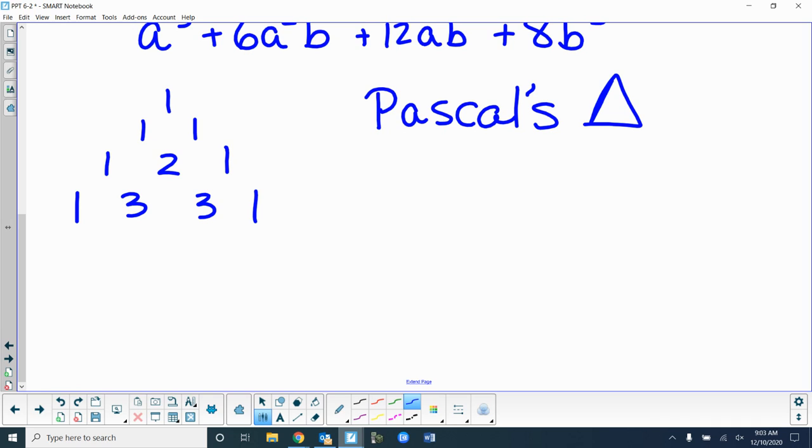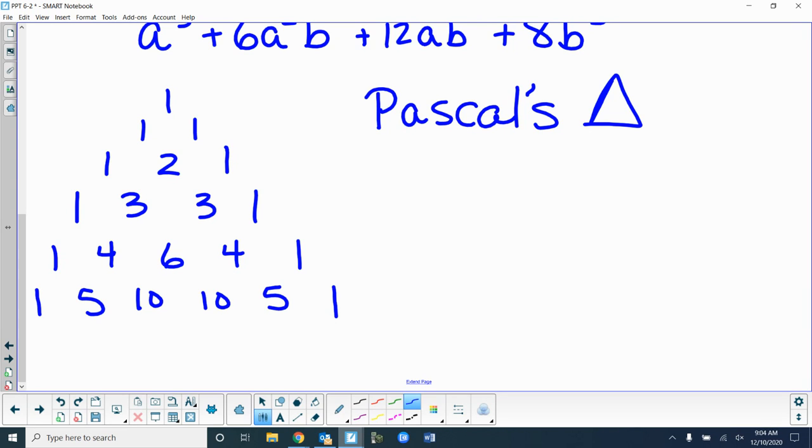What's the next row, Olivia Carr? 1, 4, 6, 4, another 1. You guys see that? Olivia Wyndham, what's the next one? Well, start with a 1. 1, 5, 10, 10, 5, 1. Everyone understand how we made that?